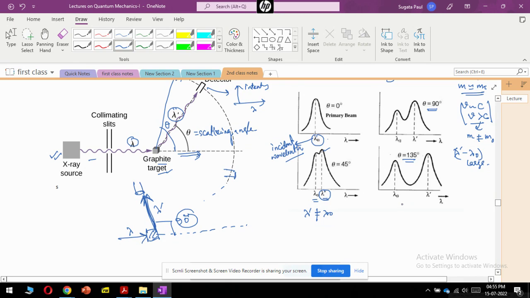And if we further increase the scattering angle, when it becomes 135 degrees, we see that it makes the two peaks even more discrete. It is now even more prominent that the scattered light has a whole different wavelength, lambda prime, than the incident one, lambda naught. That means the difference between lambda naught and lambda prime increases as we increase the scattering angle.